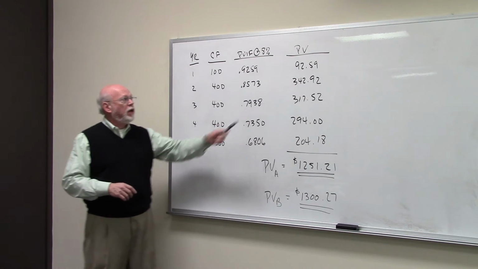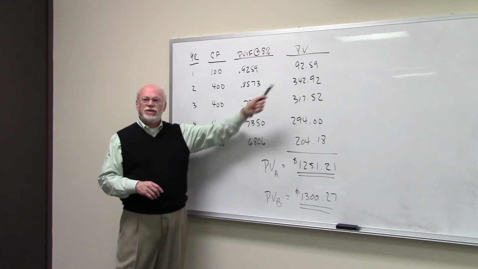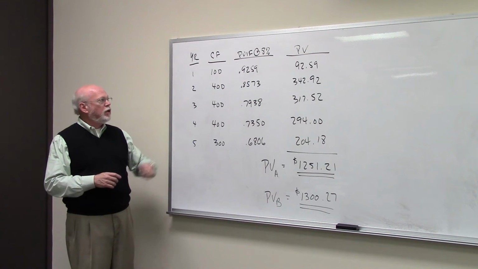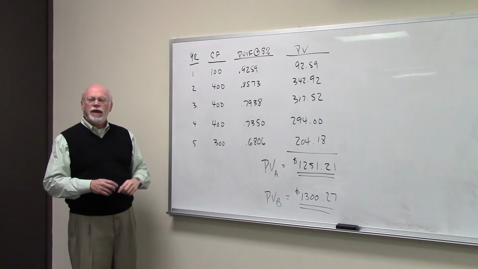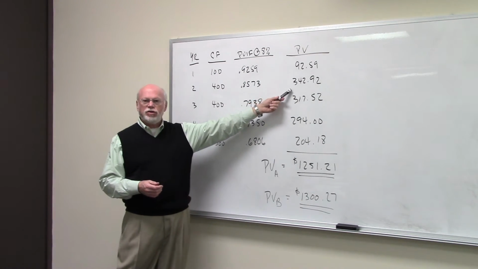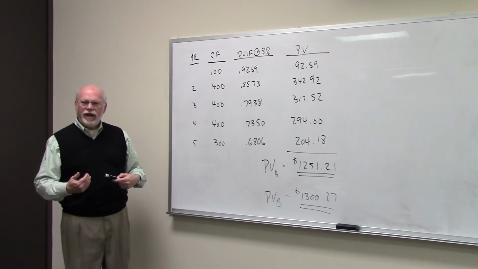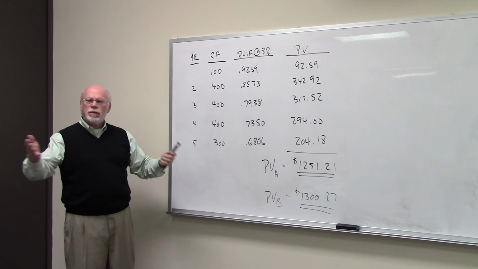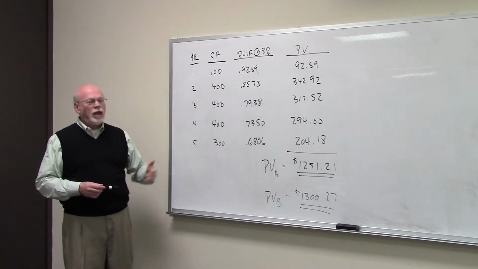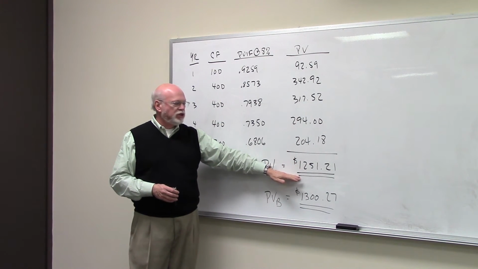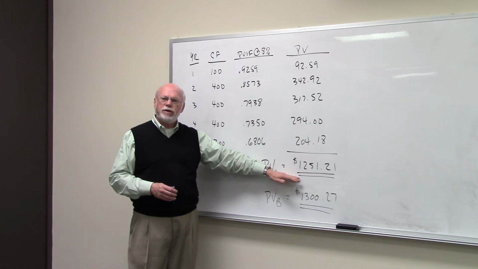Just so you know, $92.59 placed in an account today earning 8% interest would be worth $100 at the end of the first year. $342.92 placed in an account today earning 8% interest would be worth $400 2 years from now. If you sum up these present values, you get $1,251.21.